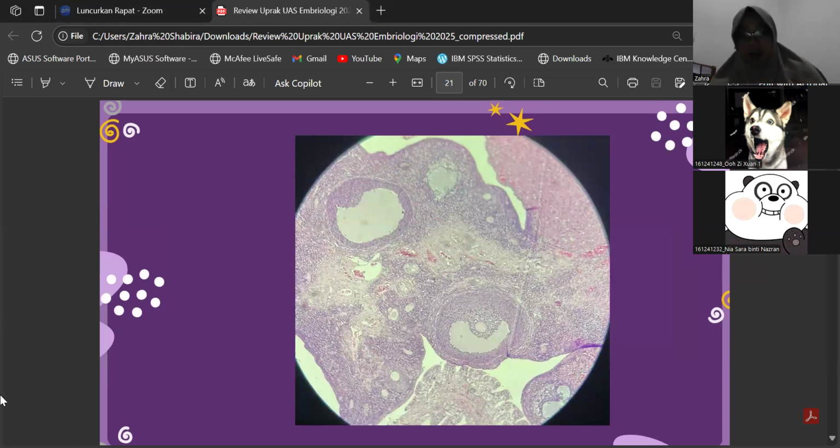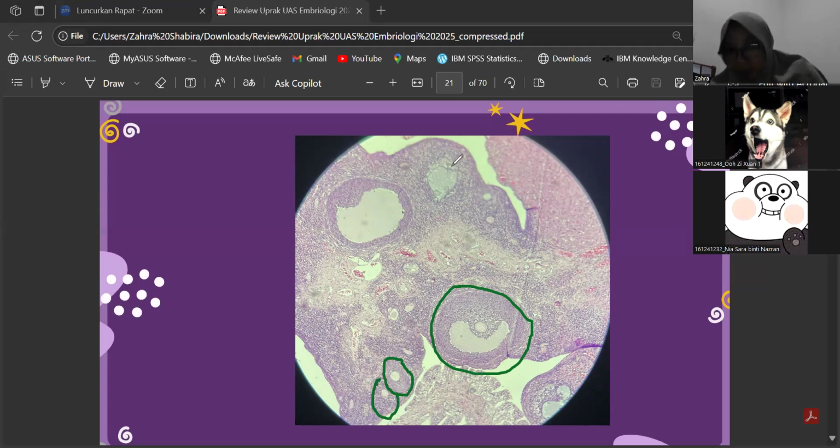Okay, from this next picture, we see a lot of follicles. This one is a tertiary follicle. This one also is a secondary follicle, yeah. Secondary follicle also over here. Mana lagi secondary follicle? This one also a secondary follicle. Primary, I think around this one. And also this one, primary follicle.